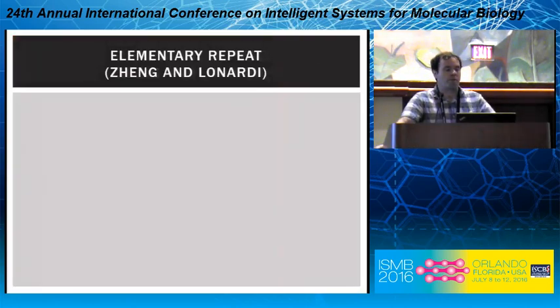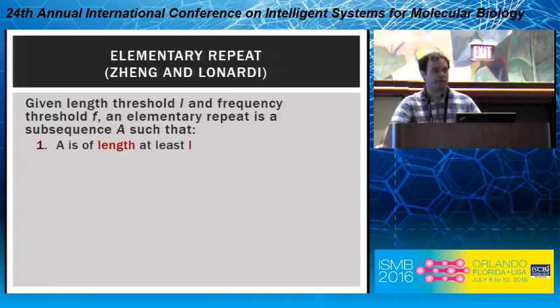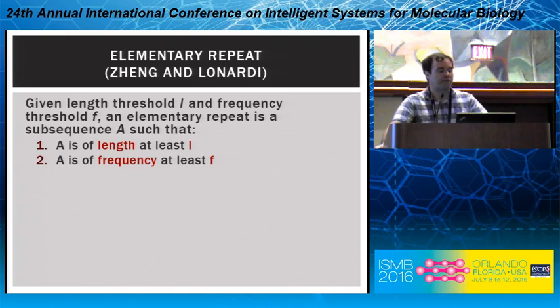These were first proposed by Zheng and Lonardi, and the definition went like this. Given a length threshold L and a frequency threshold F, an elementary repeat is a subsequence A such that, first of all, A is long enough, so we're going to disregard anything less than length L. Second, A has a sufficient frequency: it occurs at least F times across your genome. For us, F has been 2, but our software is designed to accept higher values.